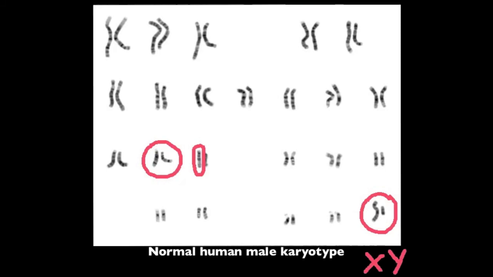The X and Y makes it a karyotype belonging to a male. Finally, in this karyotype, there are no chromosomal abnormalities.